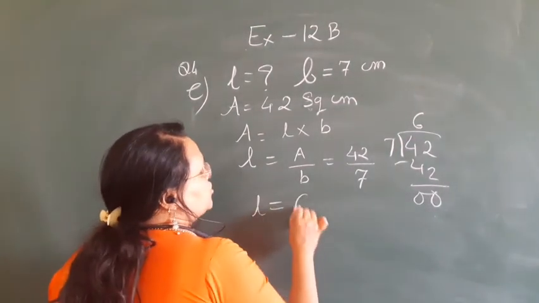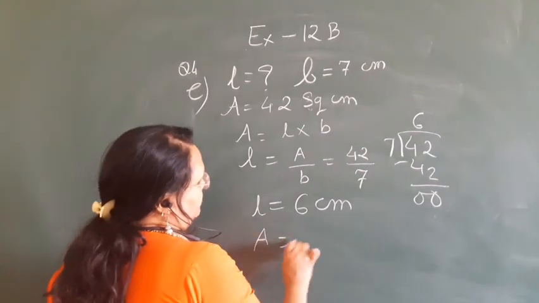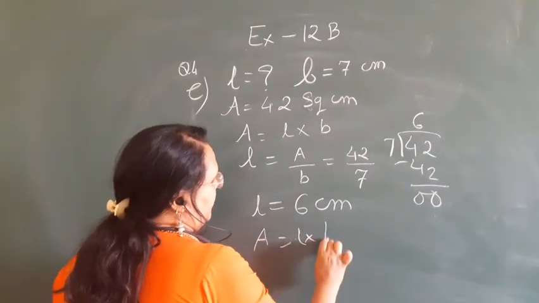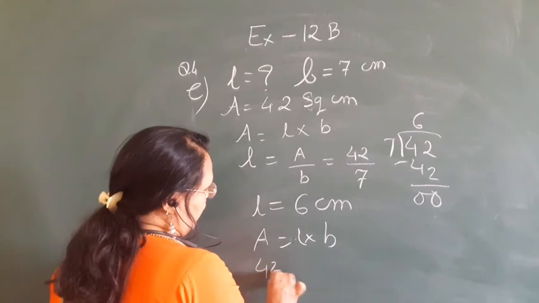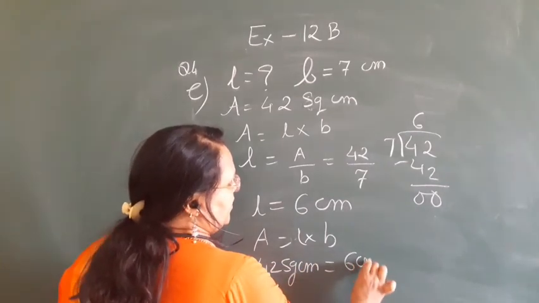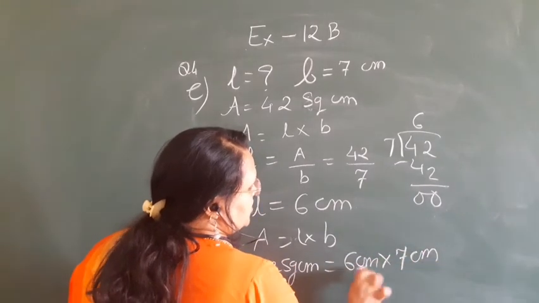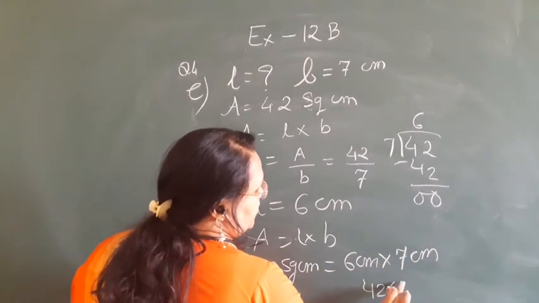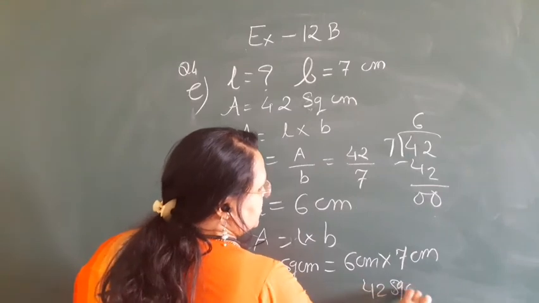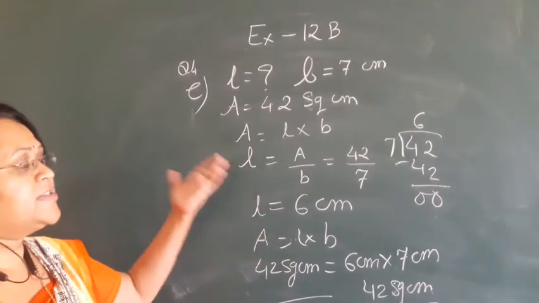So, length equals 6 centimeter. Therefore, area equals length multiplied by breadth. It means area is 42 square centimeter. Length equals 6 centimeter multiplied by breadth equals 7 centimeter. 6 sevens are 42 square centimeter. Isn't it? So it is.